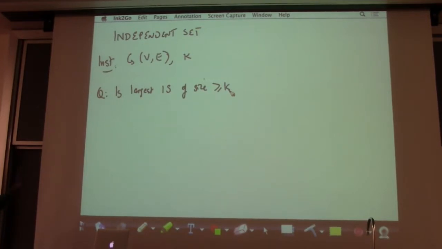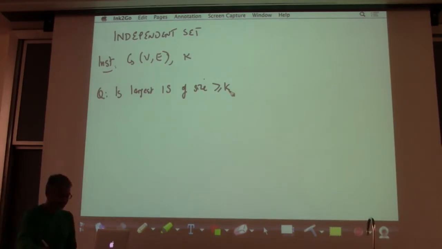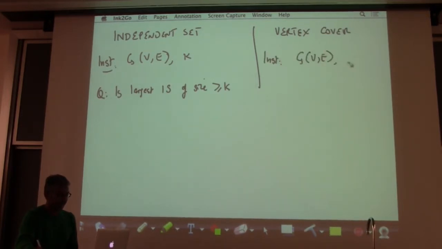Okay. This is my instance. This is my problem. And I haven't yet proved this is NP hard. I'm just going to claim it for now. I'll prove it in a second. But I'm going to claim this is NP hard. What I want to do is show that this other problem, which again has an instance G and a parameter k, is NP hard too. Have you heard of vertex cover?